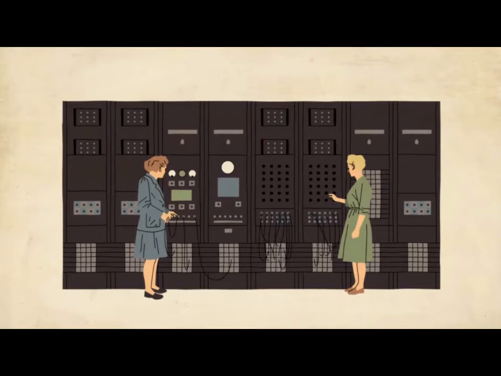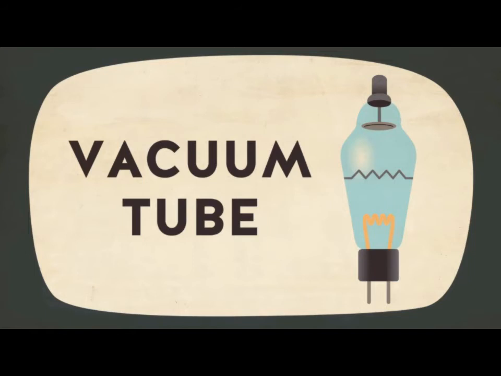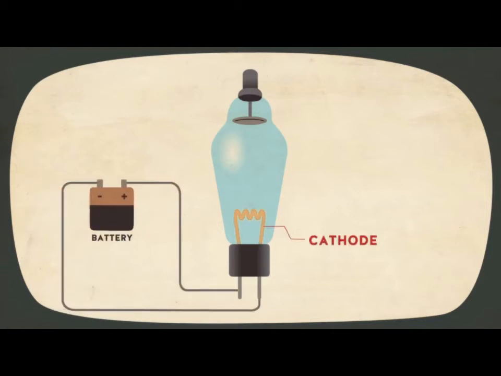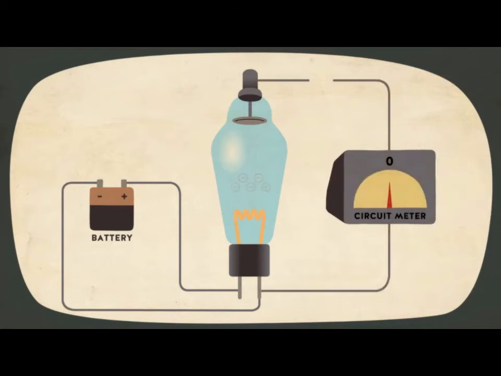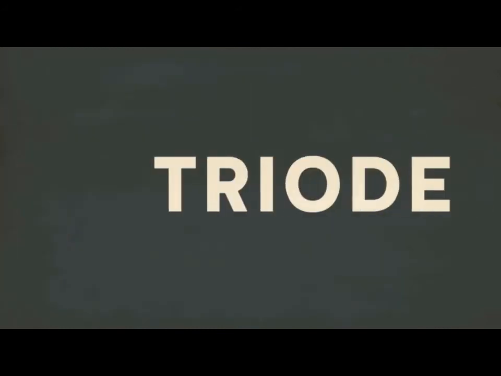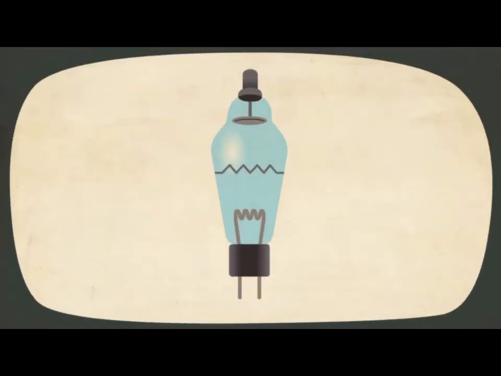Early electronic computers like the ENIAC used a device called the vacuum tube. Its early form, the diode, consisted of two electrodes in an evacuated glass container. Applying a voltage to the cathode makes it heat up and release electrons. If the anode is at a slightly higher positive potential, the electrons are attracted to it, completing the circuit. This unidirectional current flow could be controlled by varying the voltage to the cathode, which makes it release more or less electrons. The next stage was the triode, which uses a third electrode called the grid.